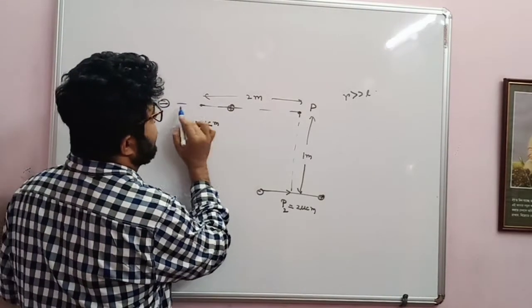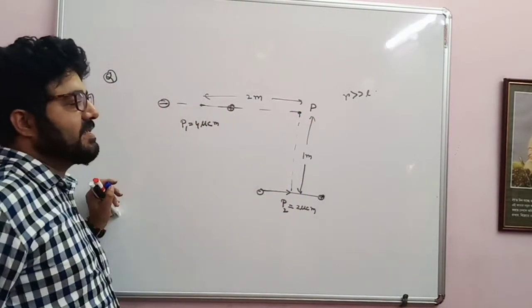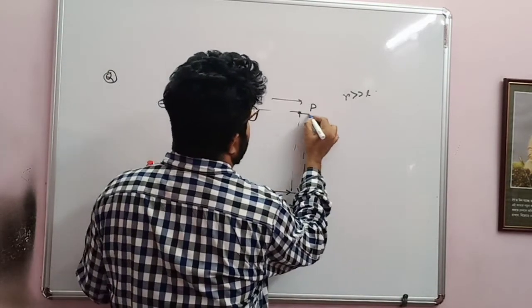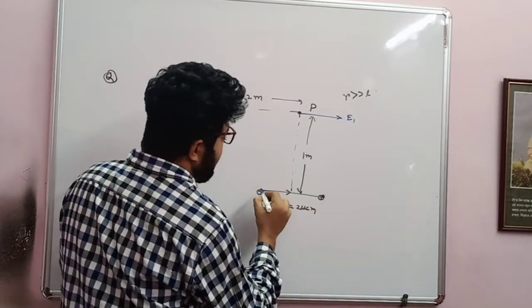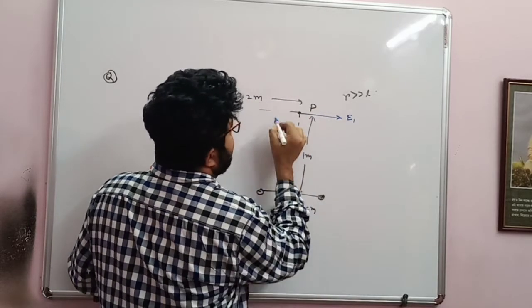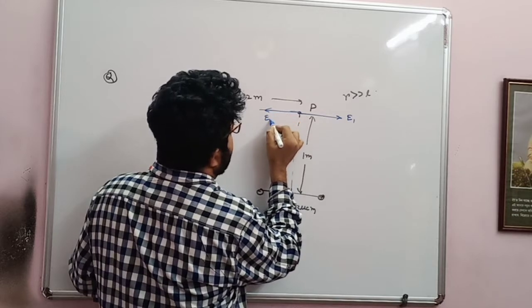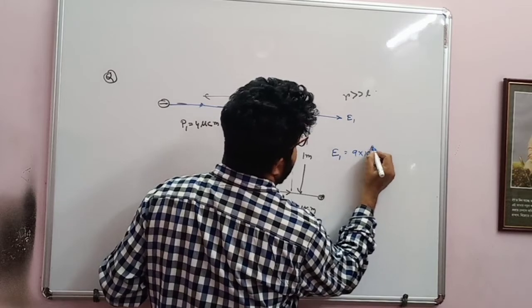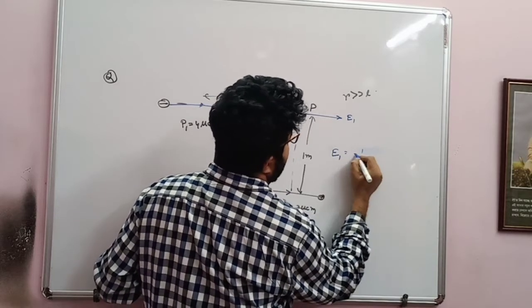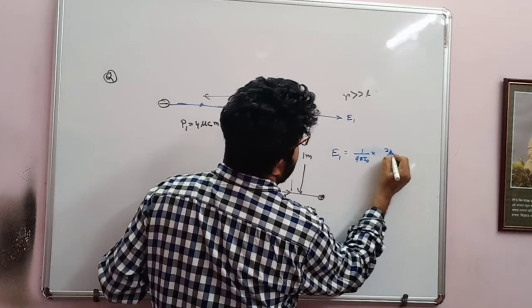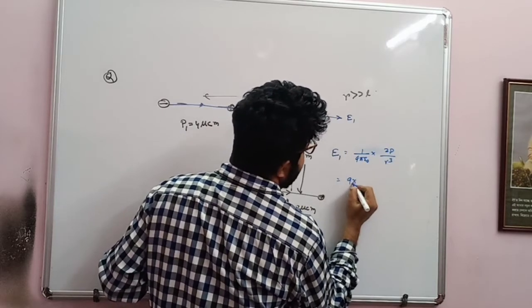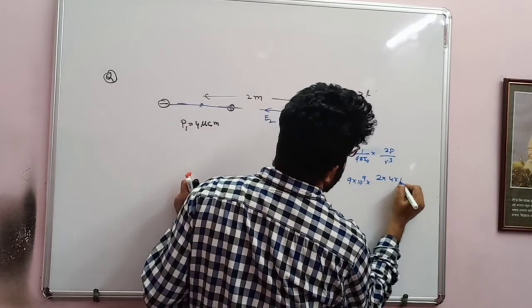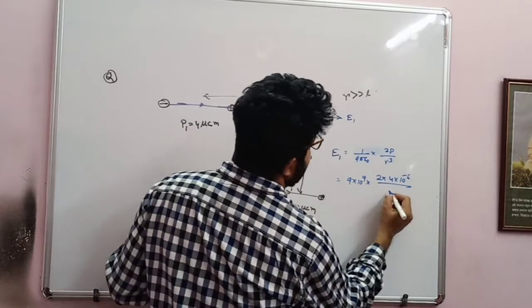So for this dipole, this is the axial position, and in the axial position the direction of the electric field is in the direction of the electric dipole. So this is the direction of the dipole, this is the direction of the electric field for the first one, and for the equatorial line the field is in the opposite direction of the dipole. So now we have two electric fields. The first one: if you want to write the formula, 1 by 4 pi epsilon naught 2p by r cube, that is 9 into 10 to the power 9, 2 into p is 4 into 10 to the power minus 6, the distance is 2 to the power cube.